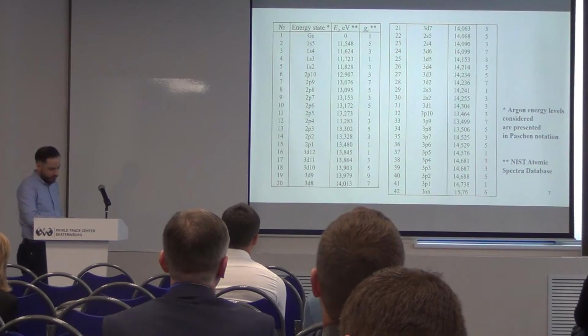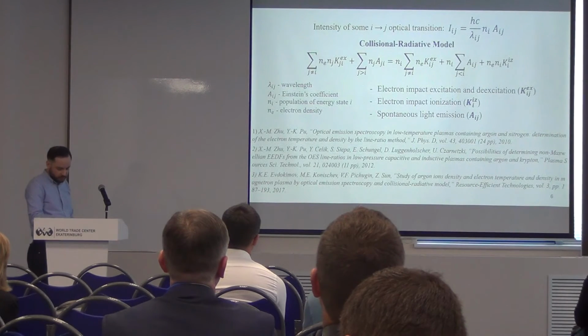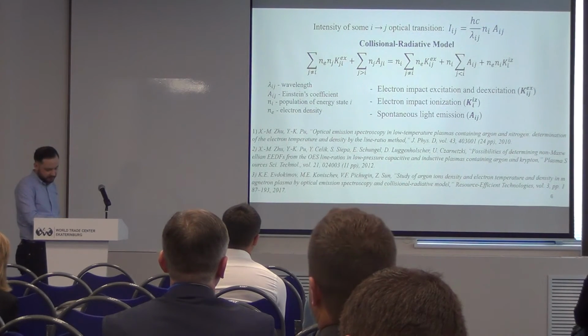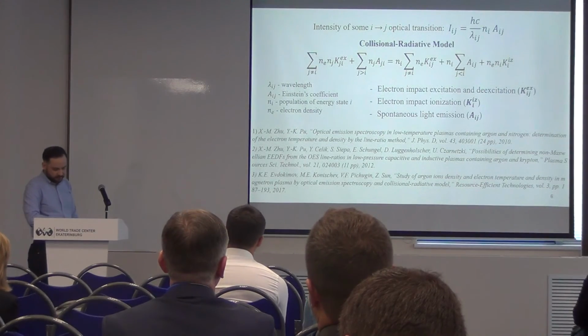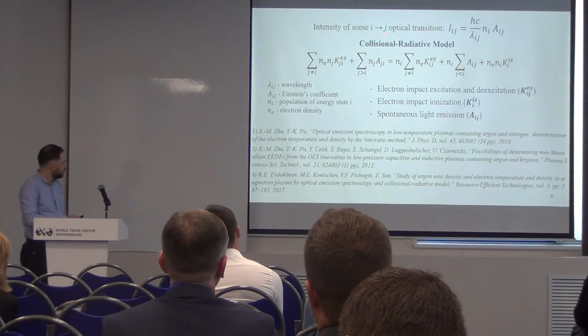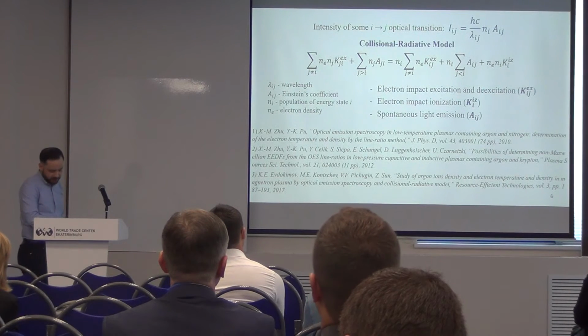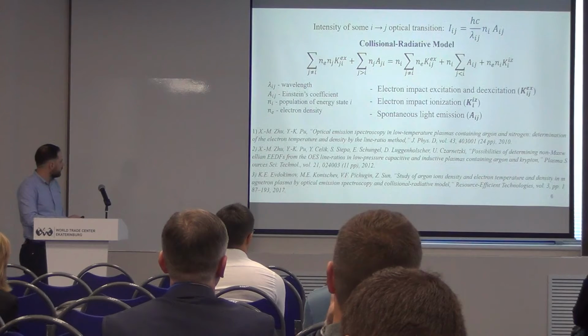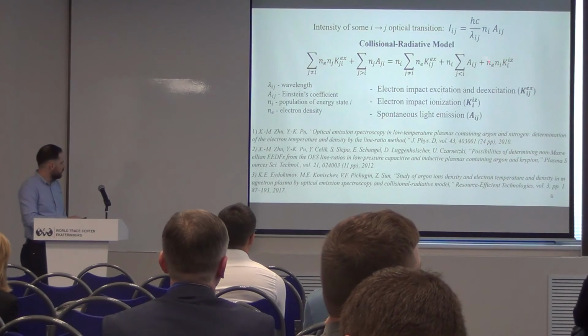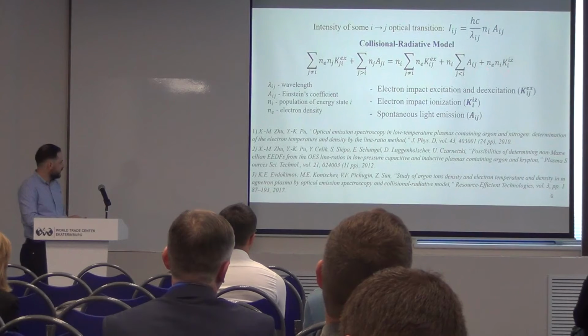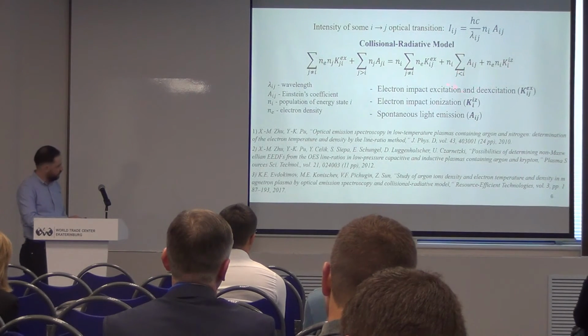statistical weight. In order to obtain all energy level populations, it is necessary to solve a set of balance equations. They include the following processes: electron impact excitation and de-excitation, electron impact ionization from the ground state or maybe from some excited states, and of course spontaneous light emission.